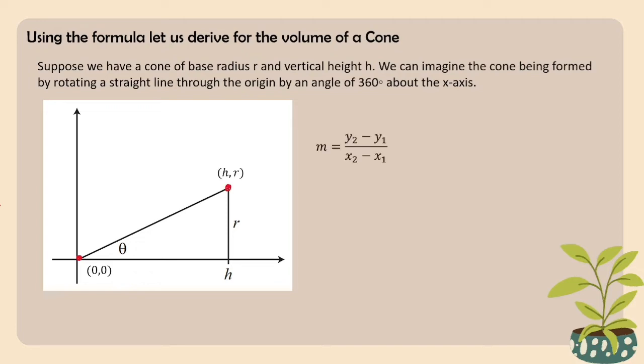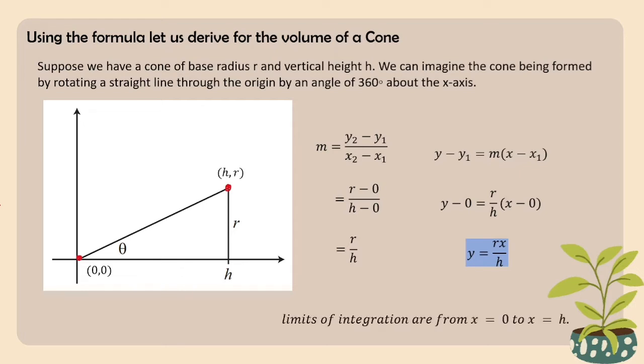Now, using the slope formula, we have y sub 2 minus y sub 1 over x sub 2 minus x sub 1. Our y sub 2 here is r, and our x sub 2 is h. Then minus 0, we have m equal to r over h. Now, using the point-slope formula, y minus y sub 1 equals m times x minus x sub 1. So y minus 0 equals r over h times x minus 0. Then we have this line: y equals rx over h.